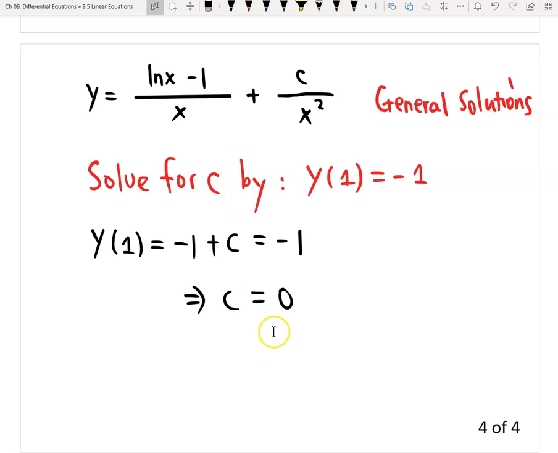And then the last step is just plugging c into the general solution, and we find the specific solution, which is this. So we have y equals that fraction: ln x minus 1 over x plus c, and c is 0, so this is 0, and that's already the final answer for this question.